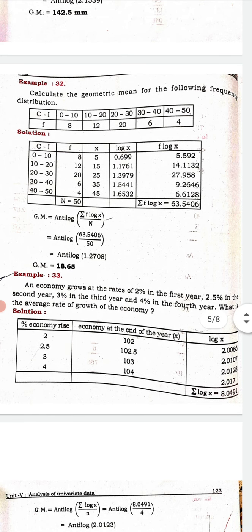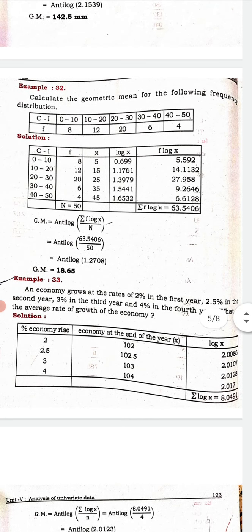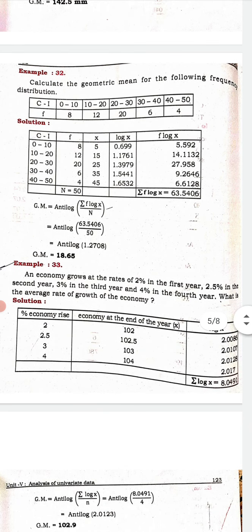What you have to remember here is that first you have to find the x values. X value means midpoint. Okay, 0 to 10. How to find the x value? The middle value: 0 plus 10 divided by 2, you'll get 5. Then 10 to 20: 10 plus 20 divided by 2, the value will be 15. The same way, find all the mid values, x values: 5, 15, 25, 35, 45.